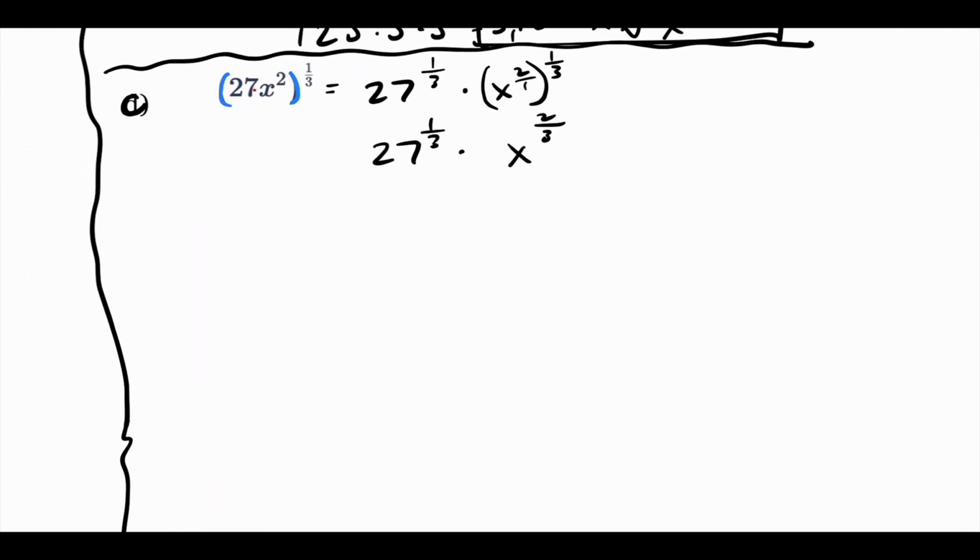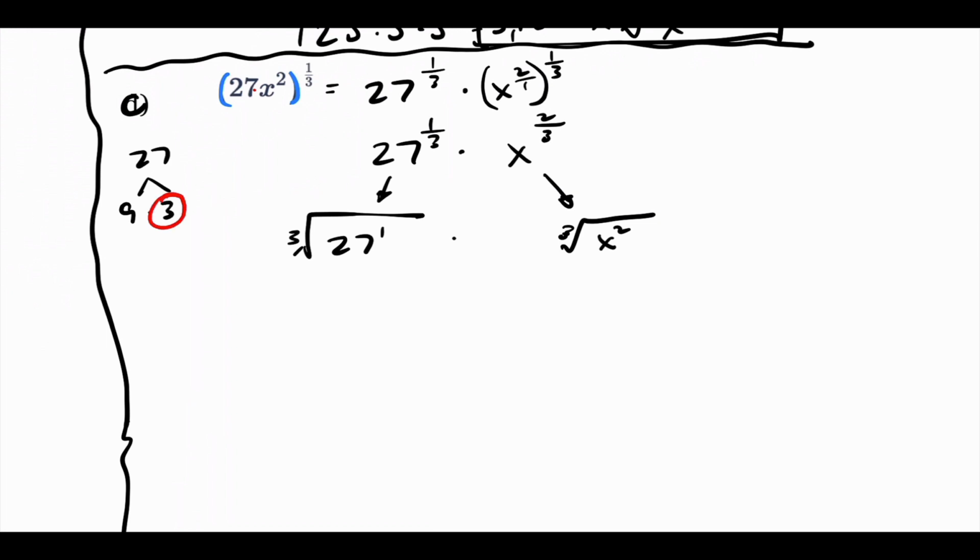Okay. So now, let me break them down. 27, I have 27, and I'm looking for groups of 3. And then over here I have 2 x's, x squared, and I'm looking for groups of 3. Well, 27, let's break down 27: 9 times 3, 3 times 3. Well, I got a group of 3, so I can move these guys out.